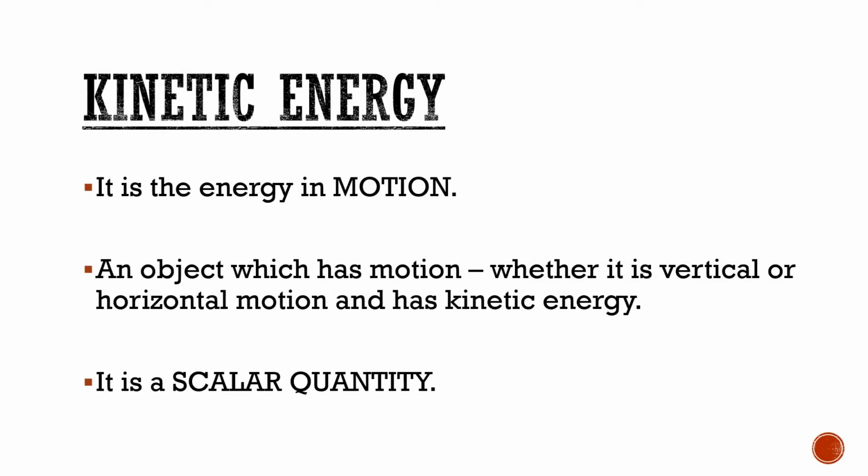So let us have the definition of kinetic energy. Kinetic energy is simply defined as the energy in motion. If potential energy is the energy in position, kinetic energy is the opposite, which is the energy in motion. An object which has motion, whether vertical or horizontal, has kinetic energy. And kinetic energy, remember, is a scalar quantity.